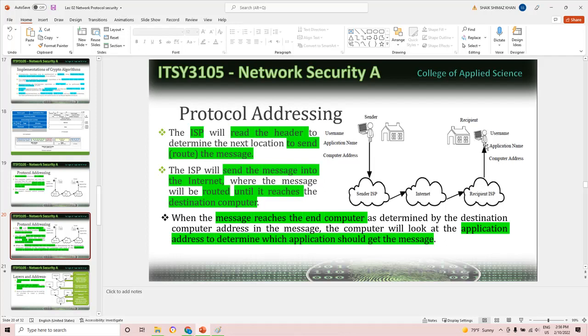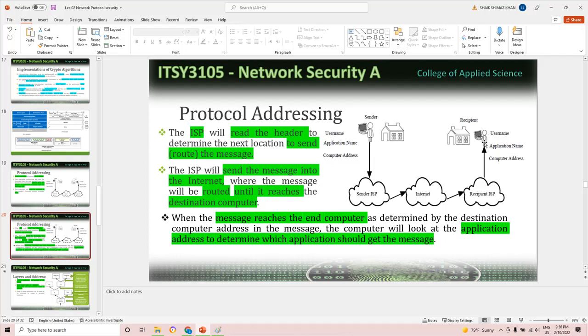Now when it reaches the destination computer, once again another problem comes, because in the destination computer there will be many programs running. So to which program does this packet have to be handed over? Let's say there are many families in a building. To which family does the parcel have to be delivered?